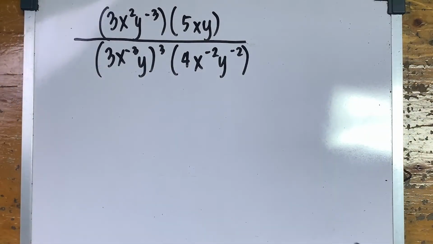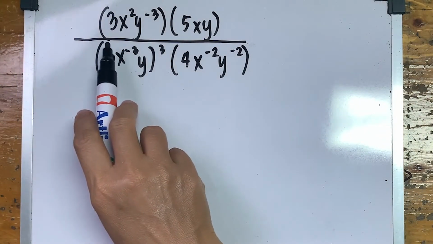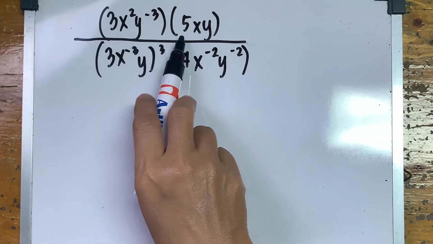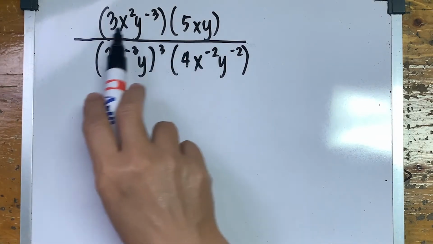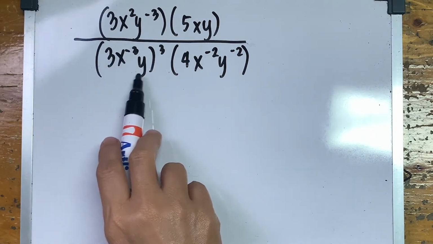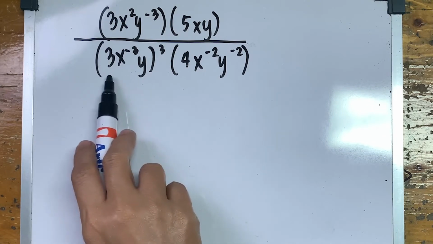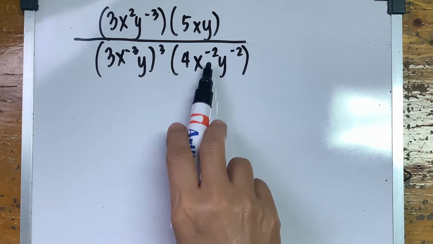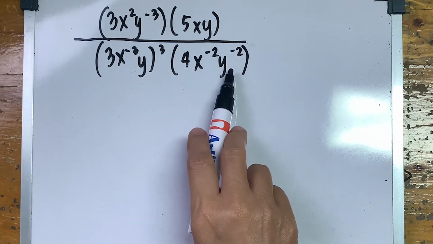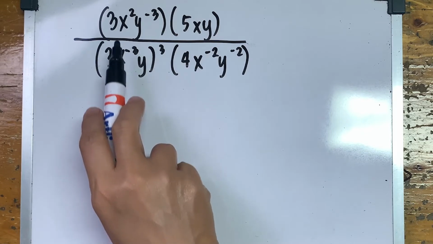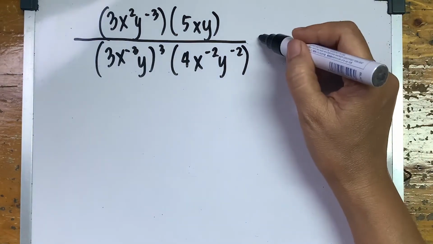Okay, for our next example, we have the quantity 3 x squared y to the negative 3 multiplied by 5 x y. This divided by the quantity 3x to the negative 3 y. Okay, this one is raised to 3 and then multiplied by 4x to the negative 2, y to the negative 2. Let's work on the numerical coefficient first. Let's work on the numerator.